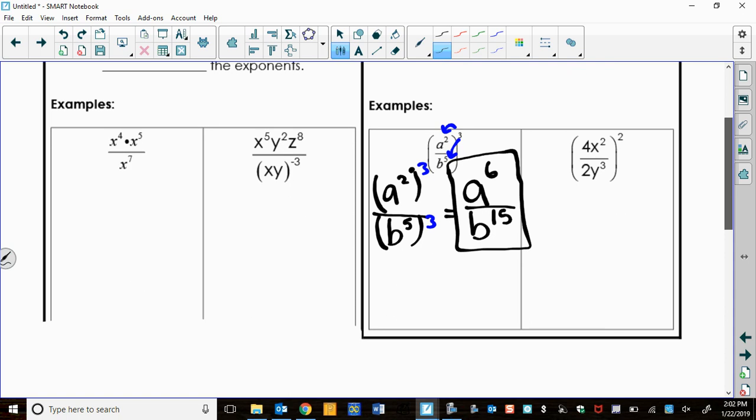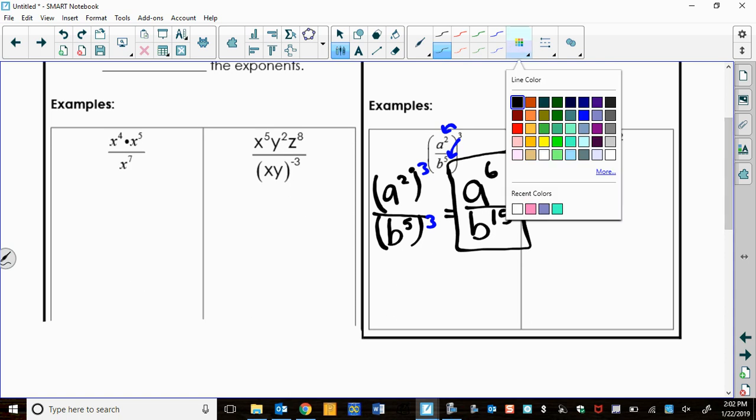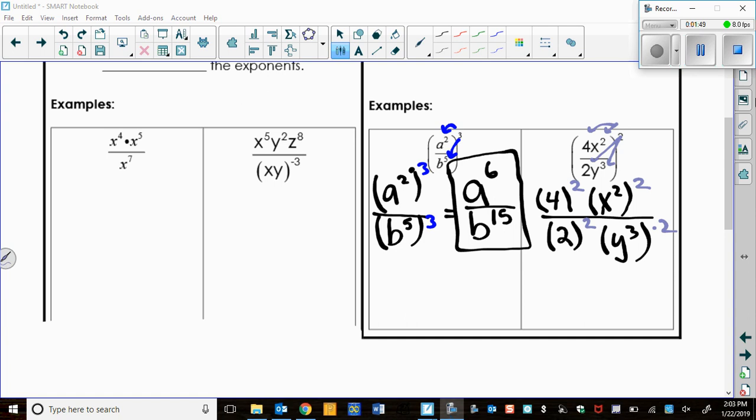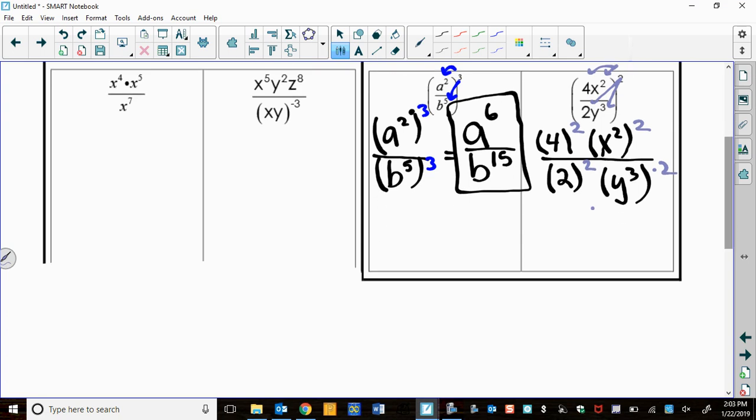Alright, last one here. We're going to distribute this 2 to our numerator, so that 4 and that x, and this 2 to the denominator, to the bottom. So this is what it's going to look like after you've distributed. Okay, so everything I've distributed, I just put in parentheses. If it's in the original problem, it's in the black ink. And notice how everything is being raised to the power of 2. Now all you have to do from here is simplify. So I'm going to go ahead and simplify this for you guys.